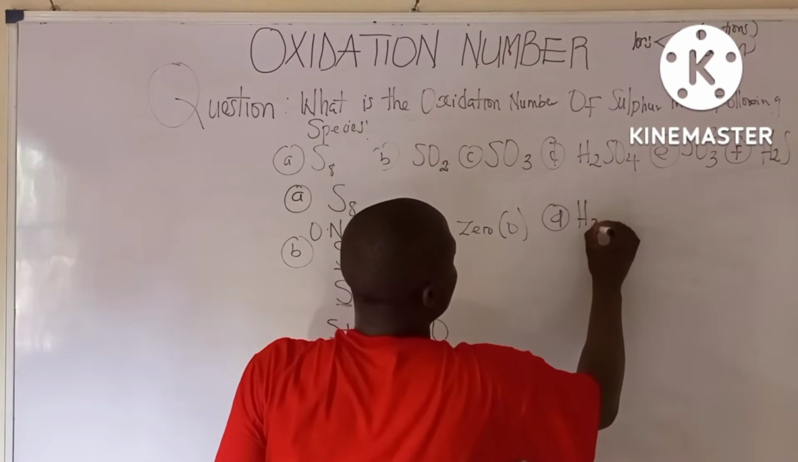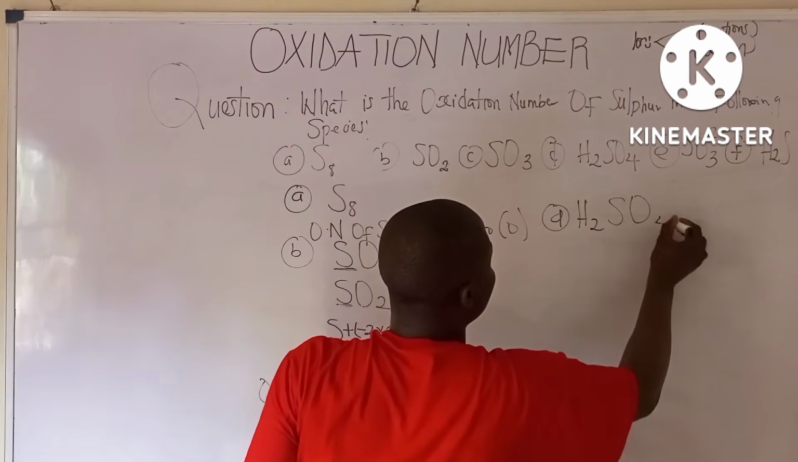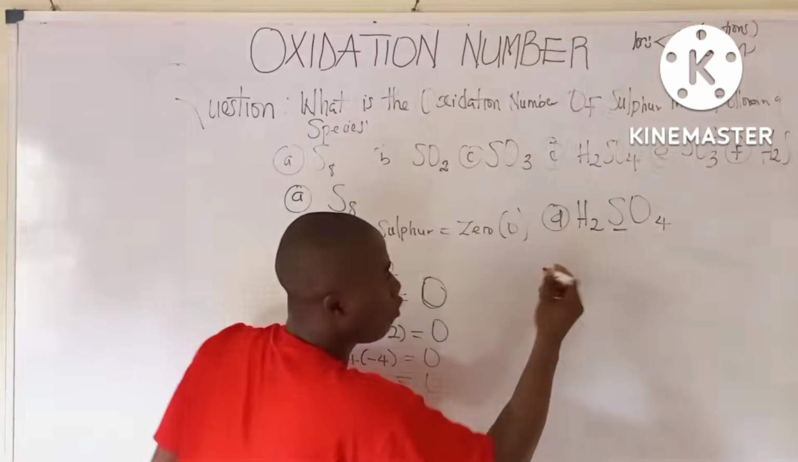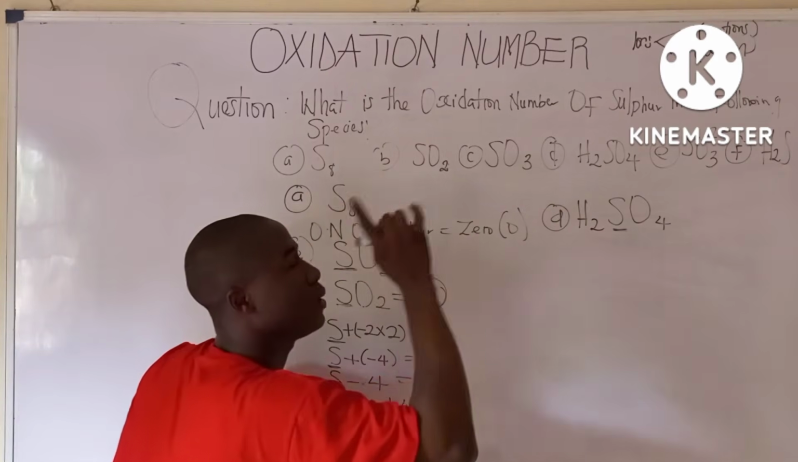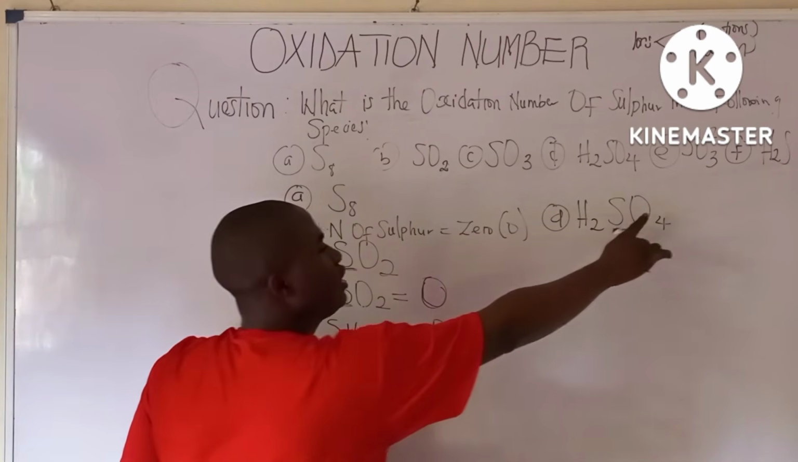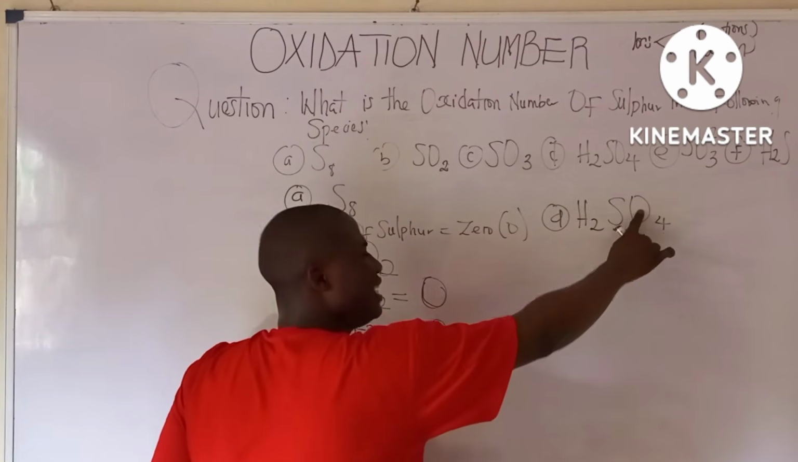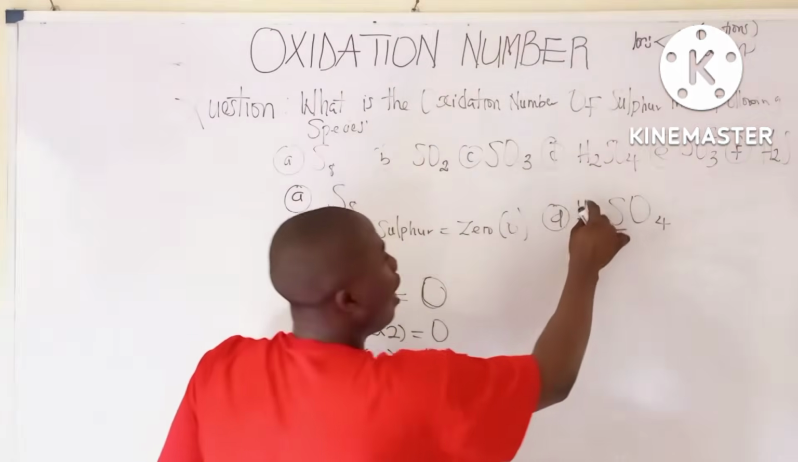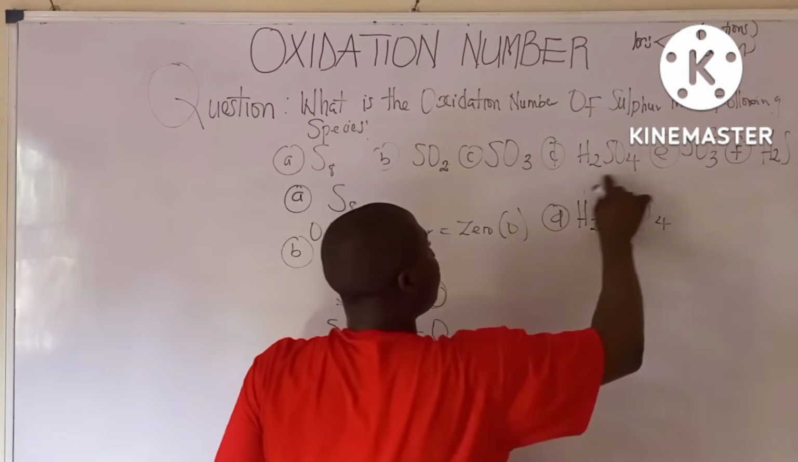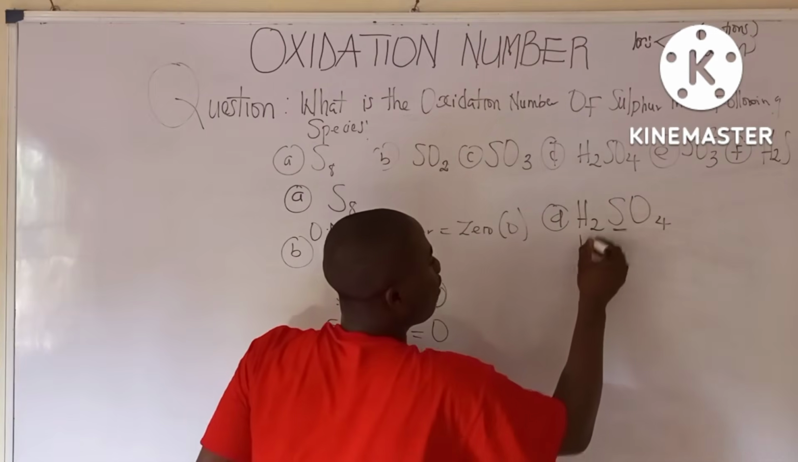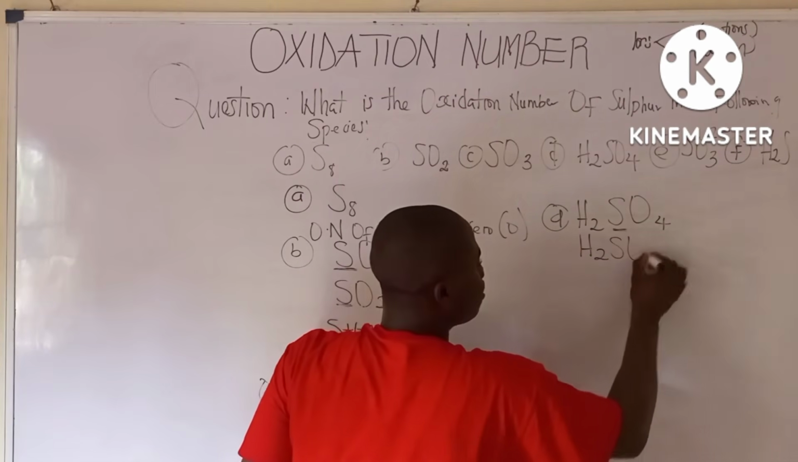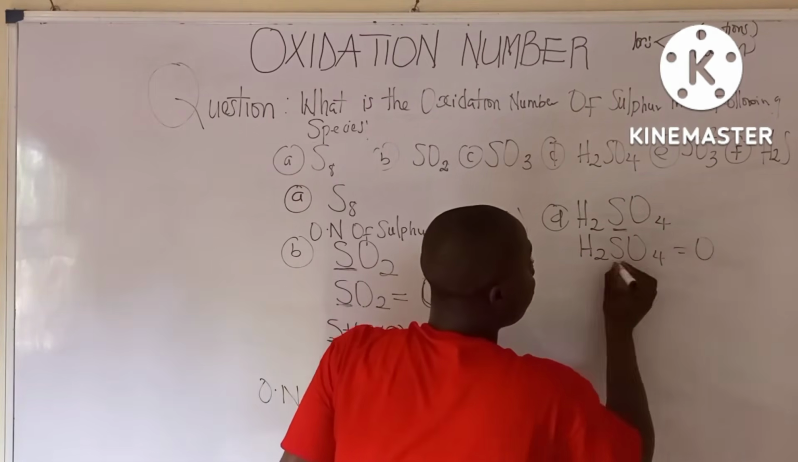This is H2SO4, and the question is asking us to determine the oxidation number of sulfur. Very easy. What is the oxidation number of hydrogen in most compounds? It is +1. And what is the oxidation number of oxygen in most compounds? It is -2. And what is the algebraic sum of the oxidation numbers of all elements making up a compound? It is 0. So first of all, we have to equate it to 0. So H2SO4 is equal to 0.